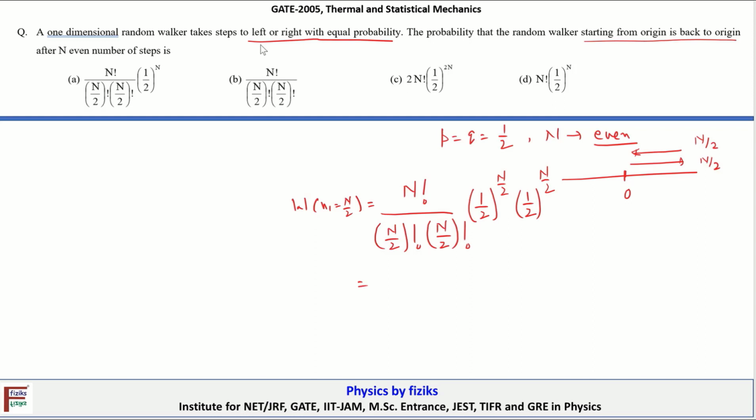And this is nothing but n factorial divided by (n/2) factorial times (n/2) factorial, and then (1/2) to the power n. So therefore option A is the correct one here.